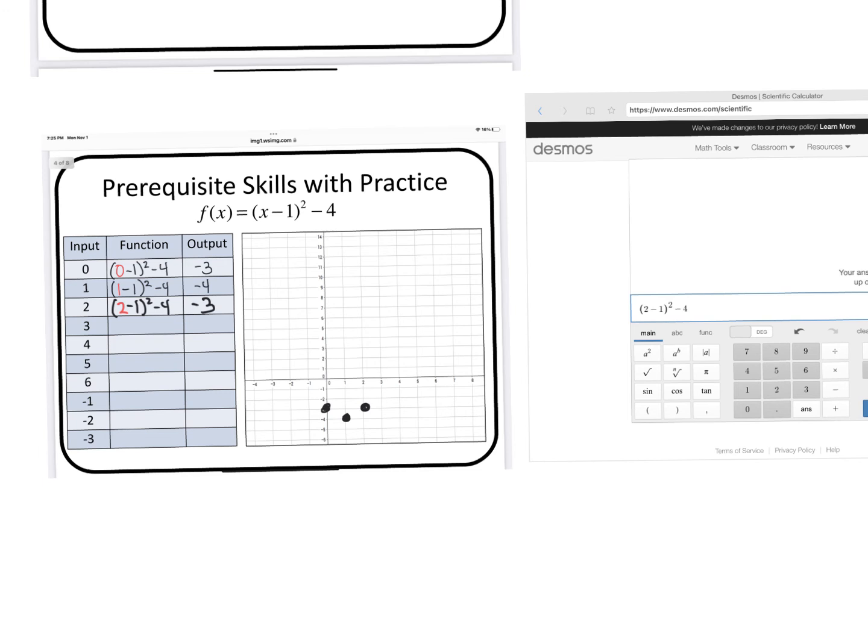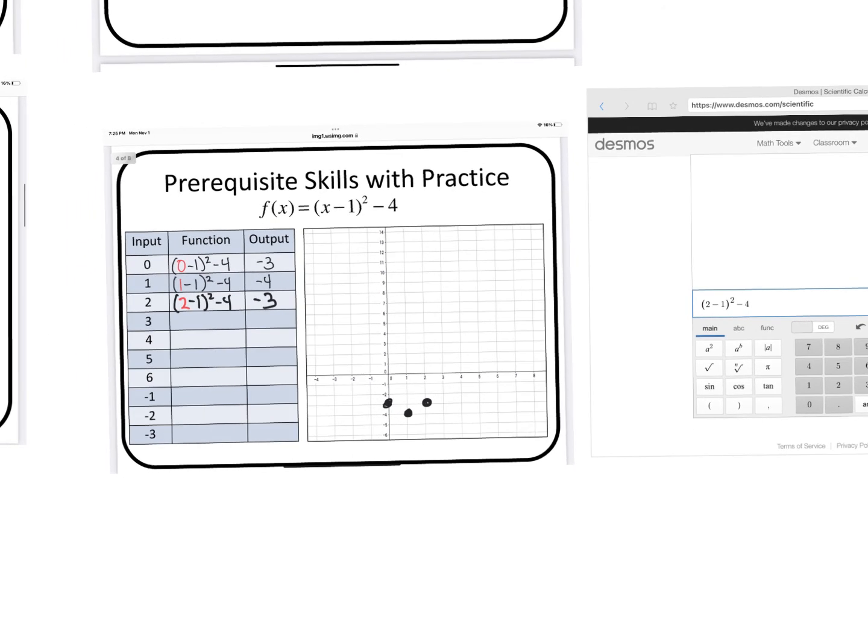So what we want to do is plug in the rest of these and get these values and plot them out. So I'm going to pause the video and allow you to go ahead and plug them in. And then we're going to resume and see how it forms a parabola.